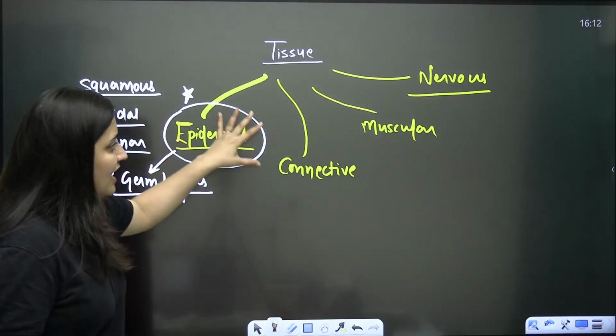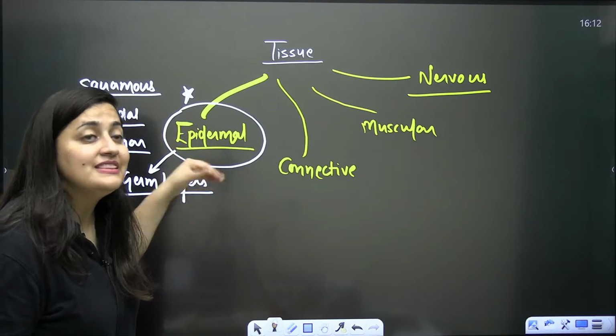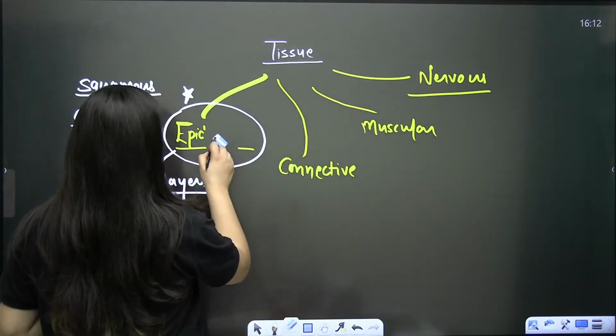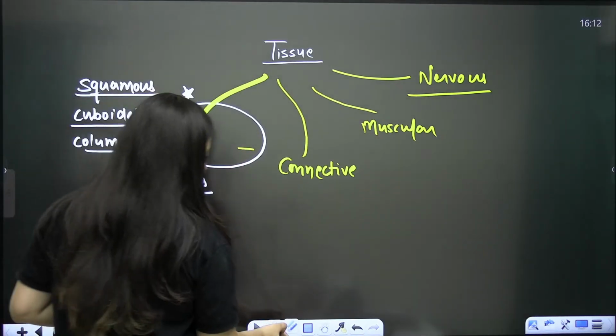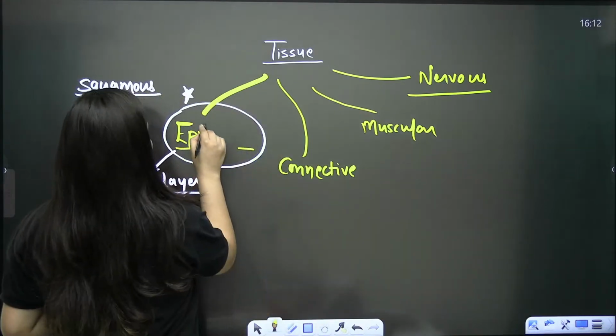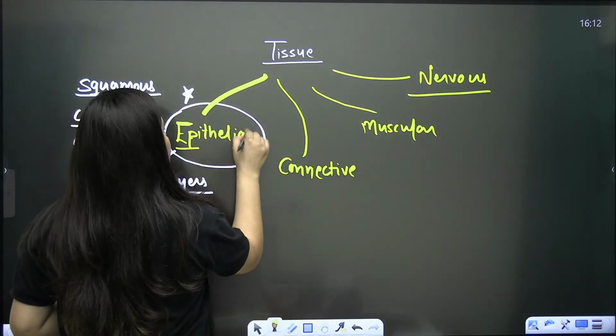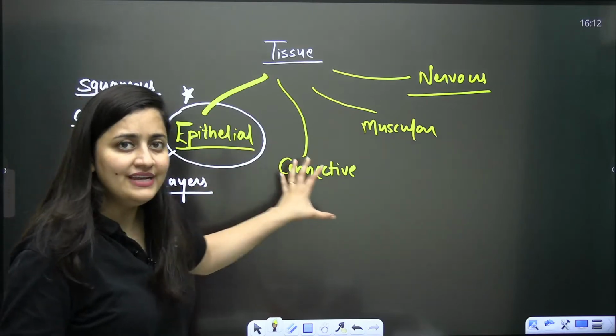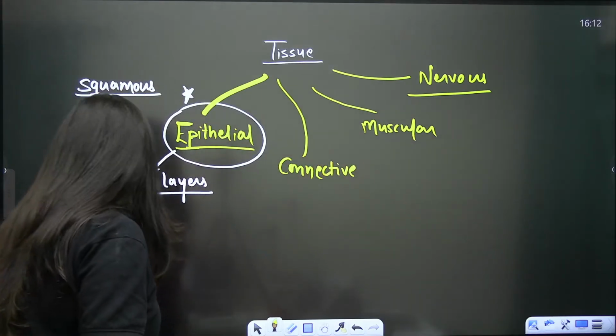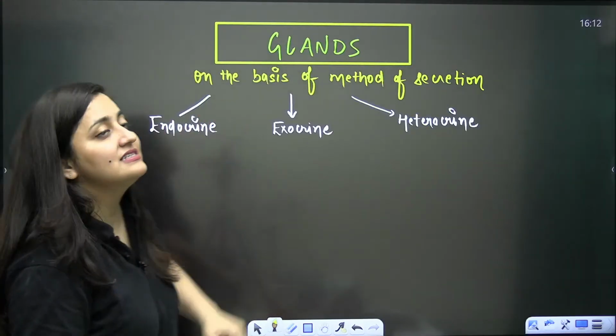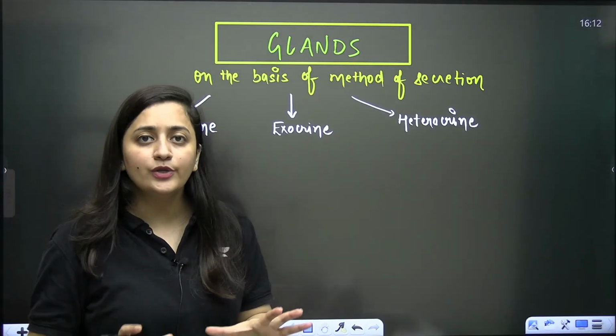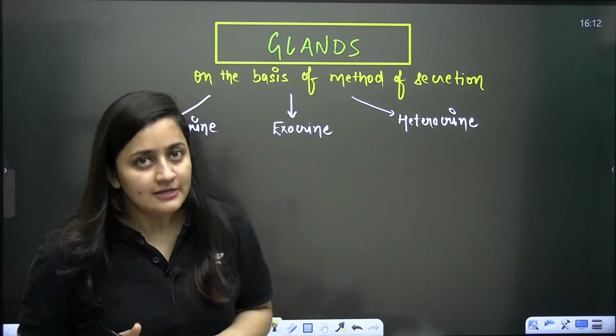So after this epidermal tissue, after this epithelial tissue rather, instead of epidermal, write it as epithelial tissue. Clear? So today we need to start with the connective tissue, but before that we will finish this topic, that is glands. We are going to finish the glands first.